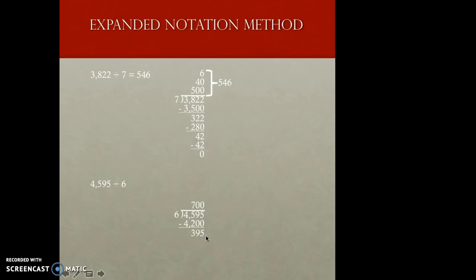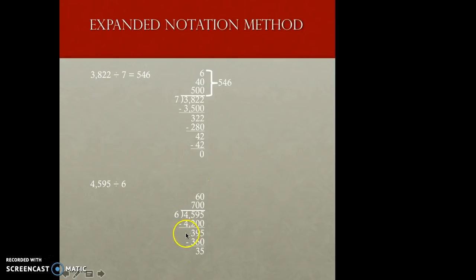So now I'm down to 395. So how many 6's in 395? Well, I'm going to think about how many 6's are in 39, and I know there are 6. 6 times 6 is 36. 6 times 7 is 42. That's too high. So I'm going to use 6. And since I have one digit left, I'm going to use 60 because 6 times 60 is 360. So I'm going to subtract, and I have 35 left.